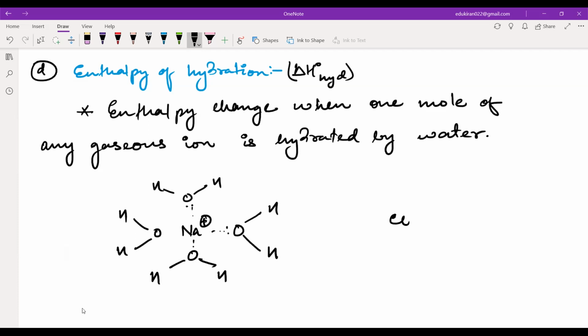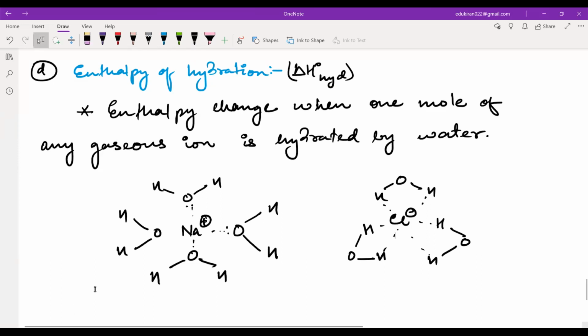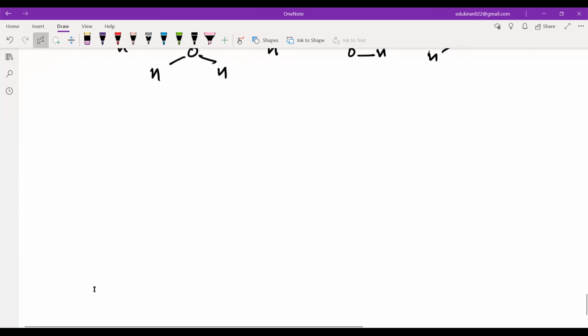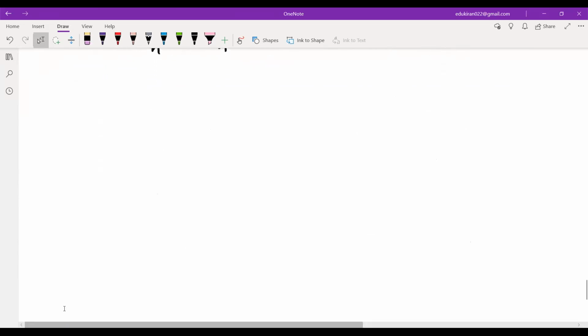Similarly, if I have Cl negative, then there will be some interaction with the hydrogen atoms, right? The hydrogens of water will be interacting with the chlorine, and hence we can say that there will be some kind of interaction between the ion and the water molecules, and this will lead to an enthalpy change. Okay, so this is enthalpy of hydration. Right, next, that is more important, the lattice enthalpy. This is an important topic.